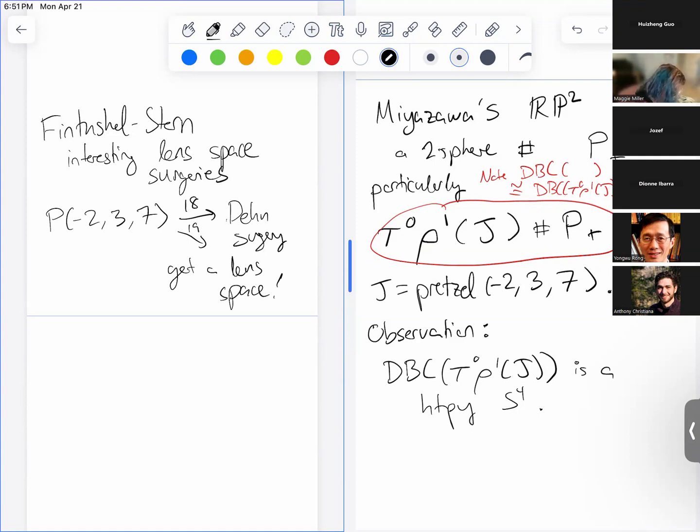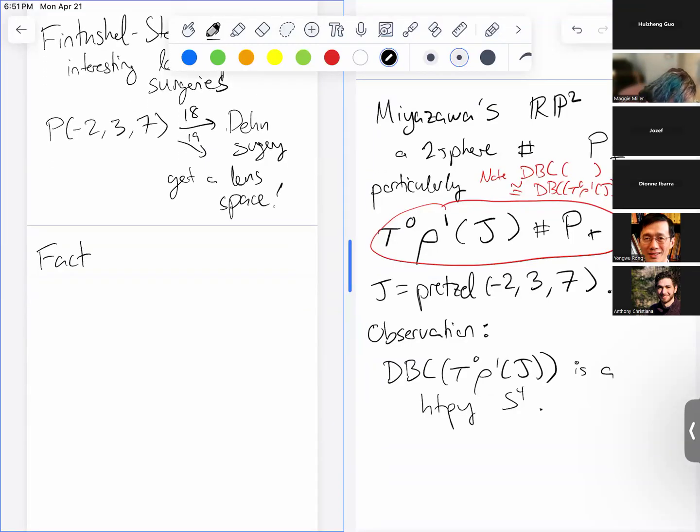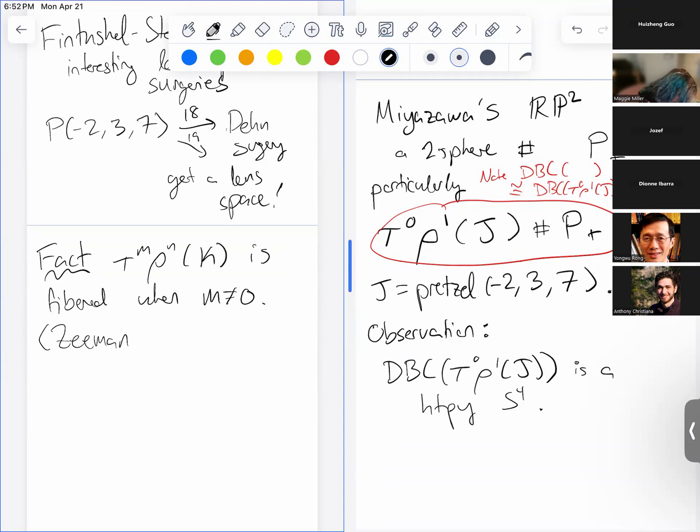So why would we care about this? Well, here's another fact about the twist roll spun knots. If we have a twist roll spun knot with a non-zero number of twists, it's always fibered. So tau m rho n of K is fibered as long as m is not zero. And this is an observation in the papers that introduced twist spun knots, which I realized I forgot to attribute. These are constructed by Zeeman for just twisting. And then rolling is an older idea, but I really like the exposition and details of Litherland.